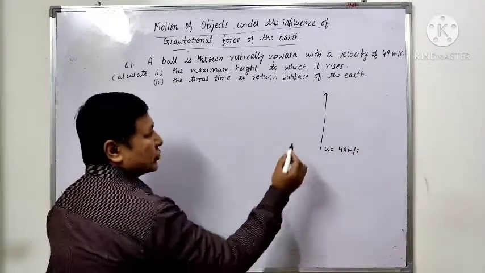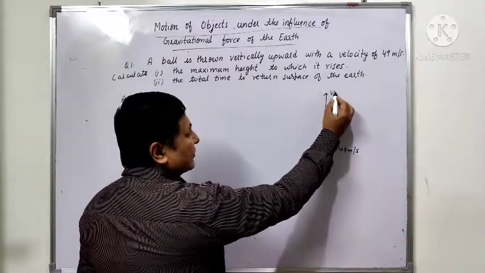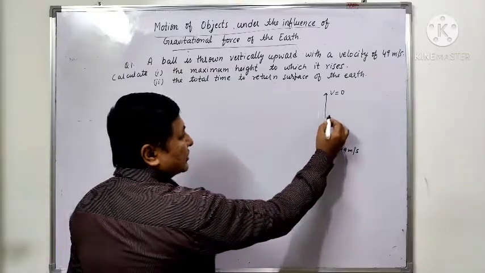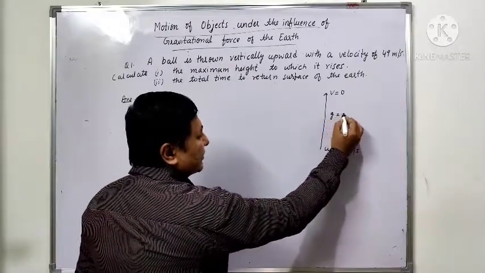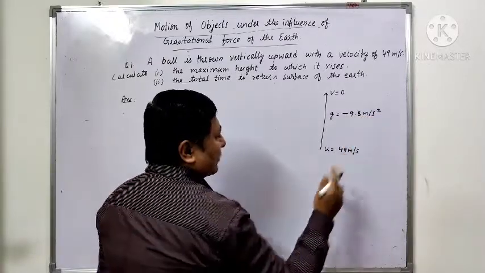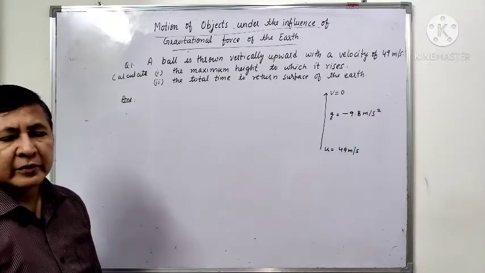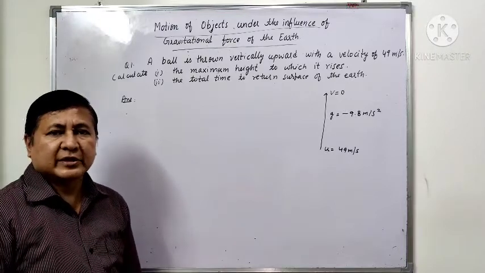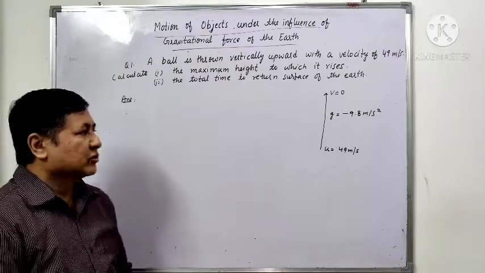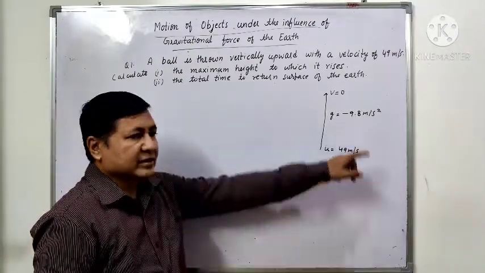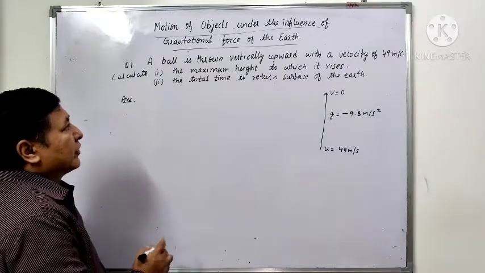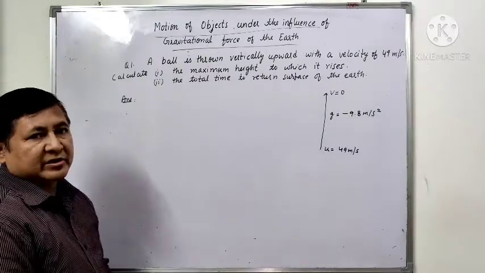When it reaches the top, the final velocity will become 0 and then it will start falling down. The acceleration due to gravity is minus 9.8 meter per second square. Whenever an object is thrown upward, the acceleration due to gravity will be negative, and when it is coming down, the acceleration due to gravity is positive. That's why we have written negative, minus 9.8 meter per second square. Now we have to find the maximum height to which it rises.